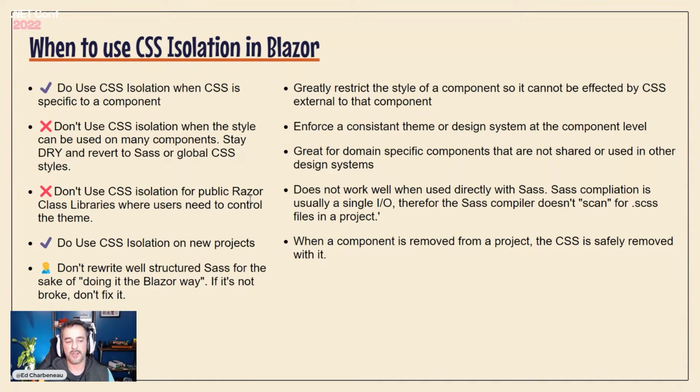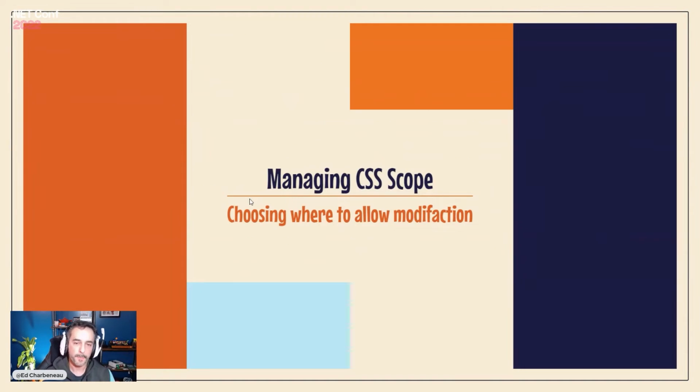I also say you can write well-structured CSS code with Sass, and if you already have that code implemented, it's not worth rewriting that code to use CSS isolation unless there's some real good benefit to do it. I wouldn't suggest rewriting any existing code that you may have just for the sake of doing it the Blazor way. You know what I mean?